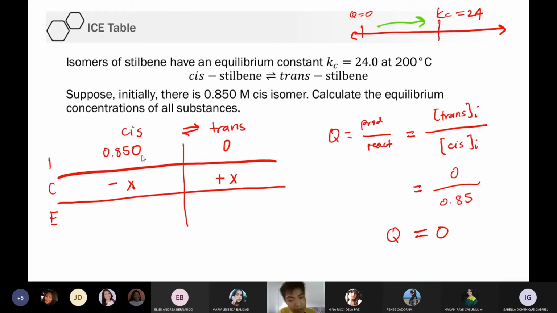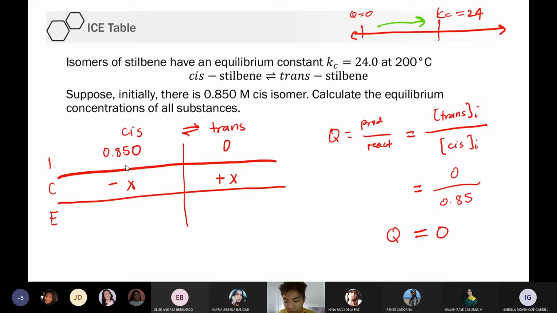Okay? By the way, no, question doon, sir, what if may coefficient to? Kunwari, 3 cis tapos 2 trans. Okay. Kapag may coefficient ang iyong substance mo, kunwari ito, may 3 yan sa harap, you multiply it with the x. So, bale, this will become negative 3x. No, kunwari ito, may 2 sa harap, this will be positive 2x. So, coefficients are multiplied with the value of x. No? So, ganun lang gagawin nyo.